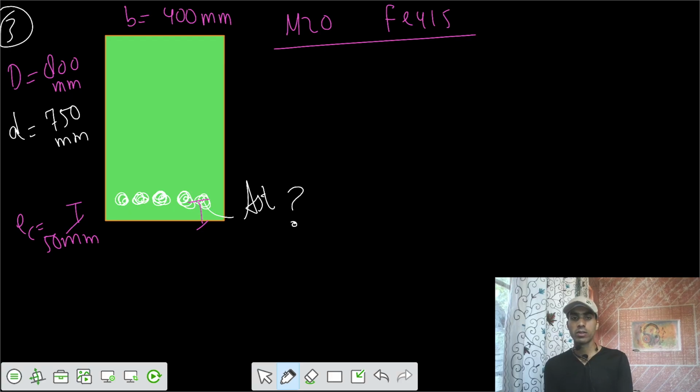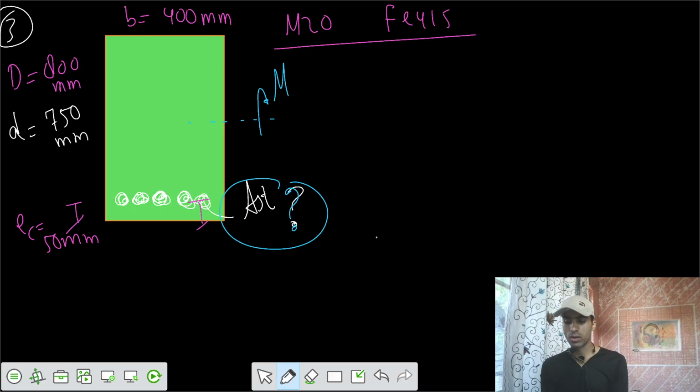So once we know that, we also need to get this Ast, the area of steel required. And the moment applied on the cross section, we have applied a working moment of 200 kilonewton meter. So this is the working load.